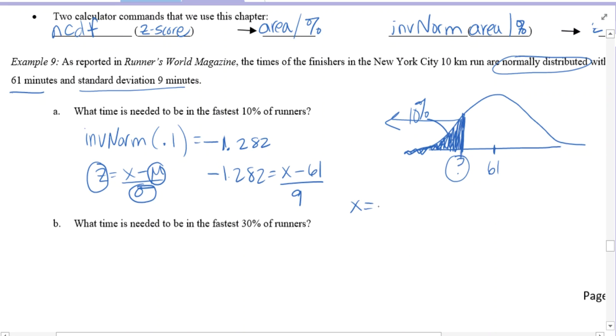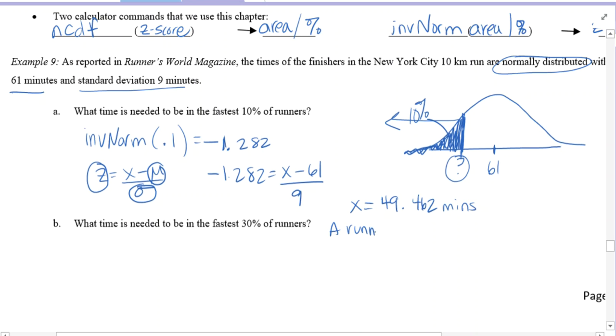Okay, so go ahead and do that. And we should get 49.462. Okay, so that is this value in terms of the problem. 49.462 minutes. That is the time you would need to be in the fastest 10% of runners. Okay, so that's all we're going to say.